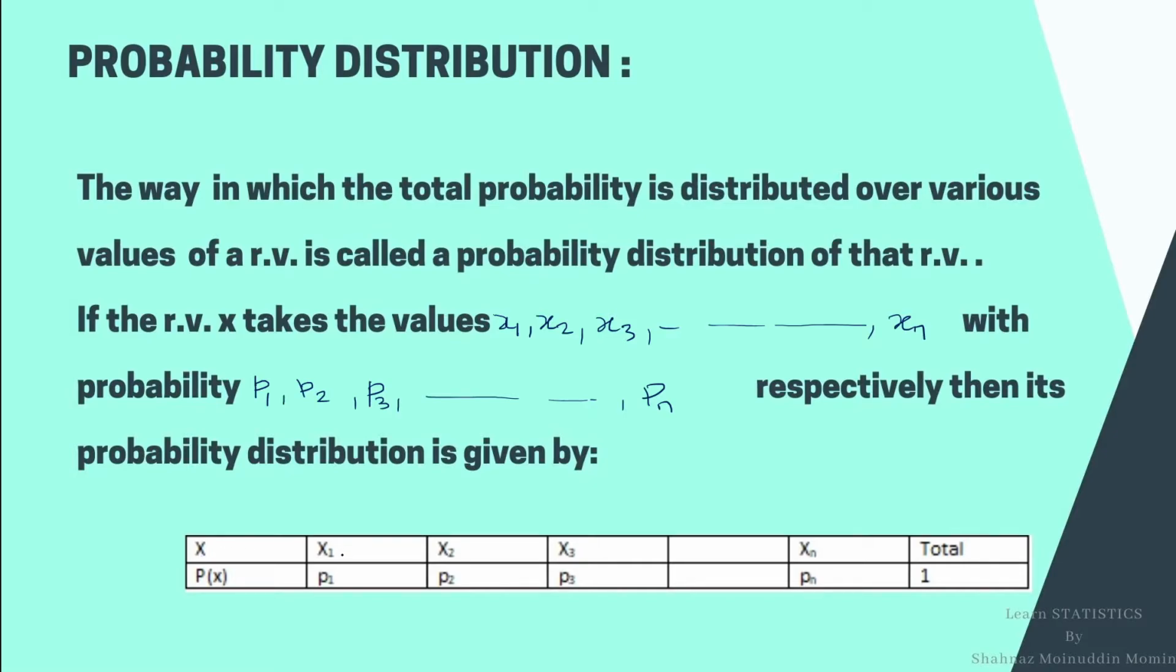X variable, its values x1, x2, x3, xn, and the corresponding probabilities: p1 the probability of x1, p2 the probability of x2, p3 is the probability of x3, likewise pn is the probability of xn. And if we sum all the probabilities p1 plus p2 up to pn, then it comes out to be 1. This tabular form is called a probability distribution. We shall see one example to elaborate the concept in more detail.